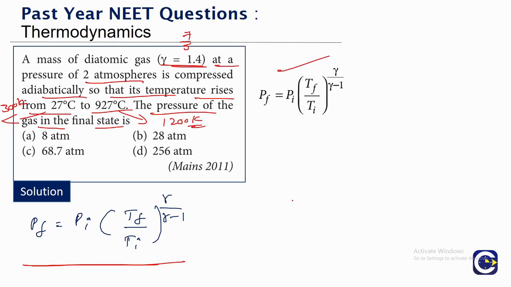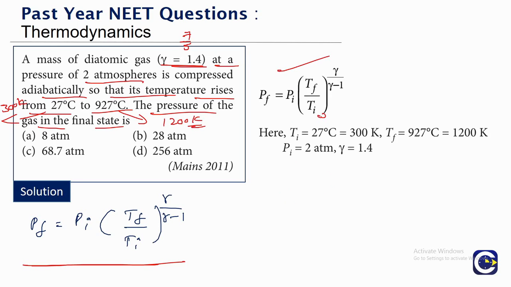Now in this, what is the given data? P initial is given as 2. T initial is 27, and we said already temperatures must be on the Kelvin scale, so 300. T final is 927, which means 1200. And gamma is 1.4. Diatomic gas means gamma is 1.4 or 7/5. That itself they have given. Sometimes, even if they are not giving it, we should be able to remember. For monatomic, what is the gamma value? 5/3. Diatomic is 7/5. These two values we should remember importantly.